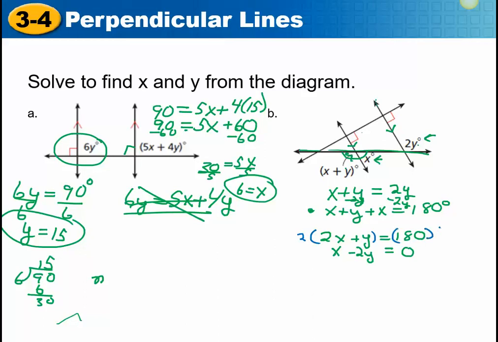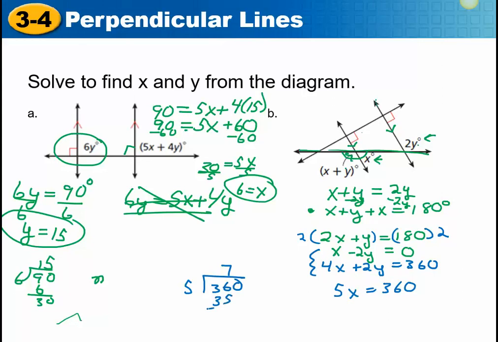Let's see what we get. So that would give me 4x plus 2y is equal to 360. And now I'm going to add these two equations together. 1x plus 4x is 5x, minus 2y plus 2y is gone. 0 plus 360 is 360. Okay, take 360 divided by 5, and we get 72 degrees for x.